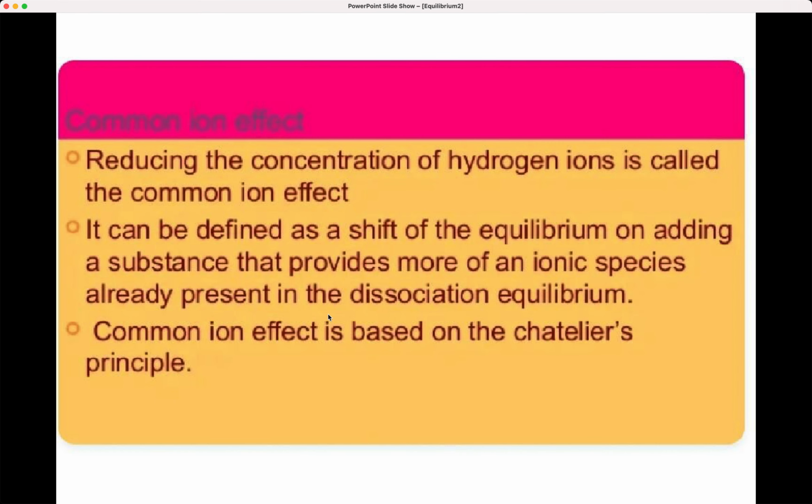Next, what is the common ion effect? This is very important. It is the reduction of the concentration of hydrogen ion. We can define it as a shift of the equilibrium by adding a substance which provides more of an ionic species already present in the dissociation equilibrium. Common ion effect is based on Le Chatelier's principle.